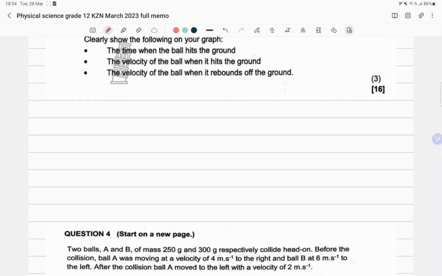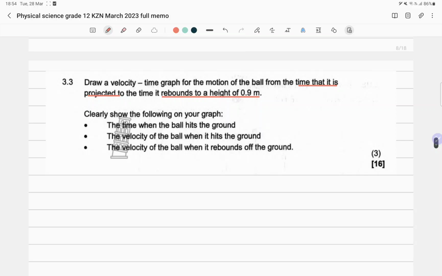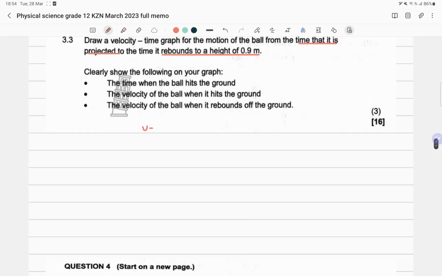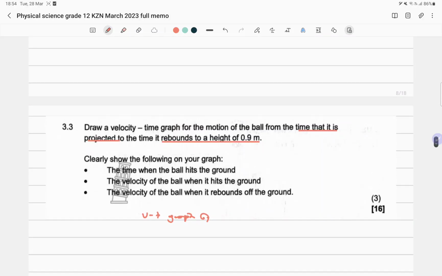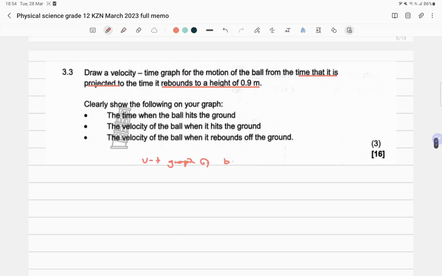Of course, guys, you must have a... what is this, by the way? It's a velocity time graph. VT graph of a ball. Is it a ball or was it? Yeah, they said it's a ball. So this is the velocity time graph of the ball.